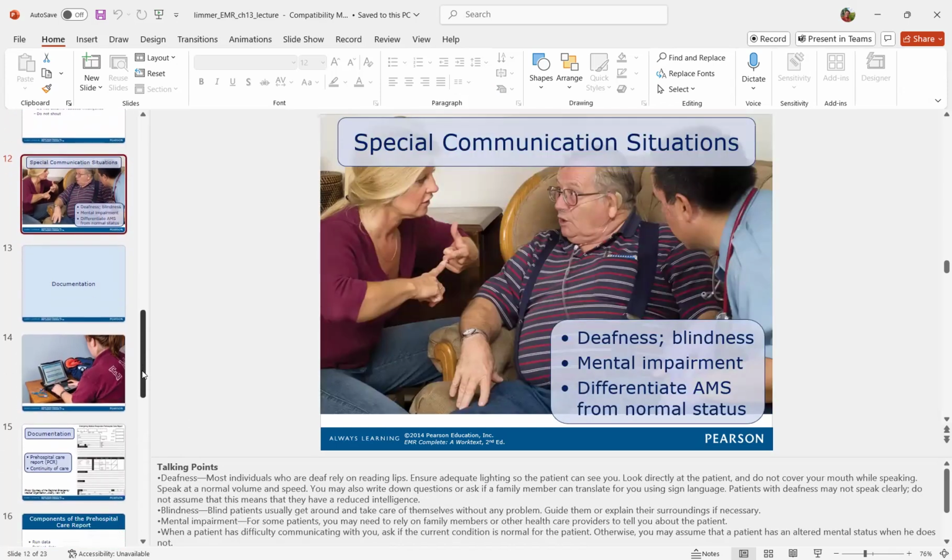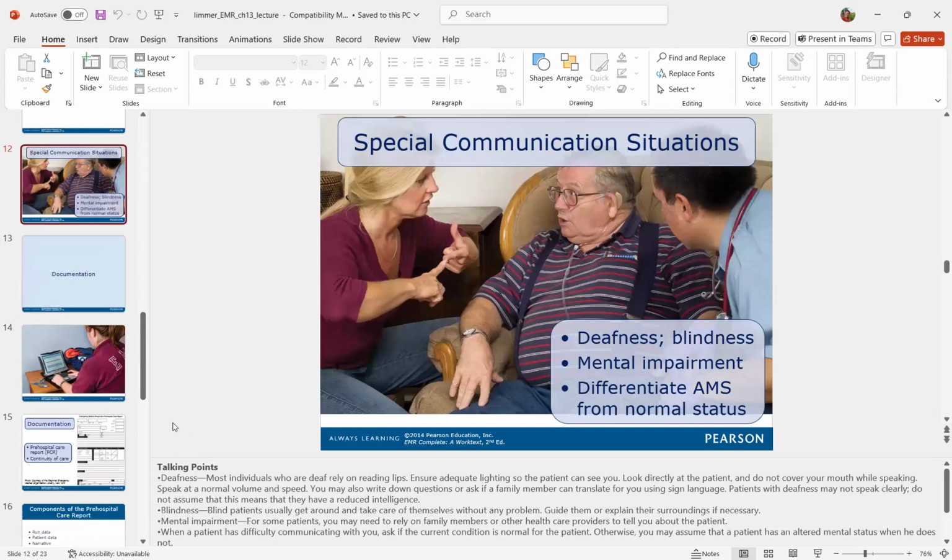Some situations we might run into, deafness. Most individuals who are deaf rely on reading lips, so ensure adequate lighting so the patient can see you. Look directly at the patient. Do not cover up your mouth while you're speaking. Speak at a normal volume and speed. We can also write down questions or ask family members to translate, especially if it's sign language. Patients with deafness may not speak clearly, so don't assume that this means that they have a reduced intelligence.